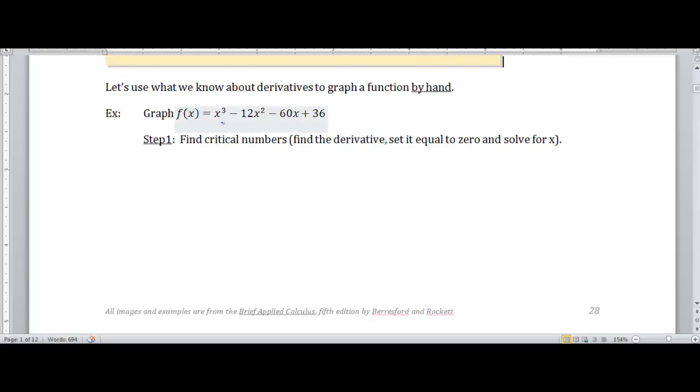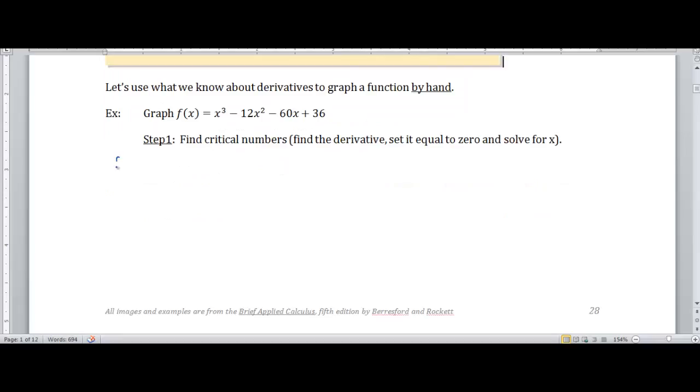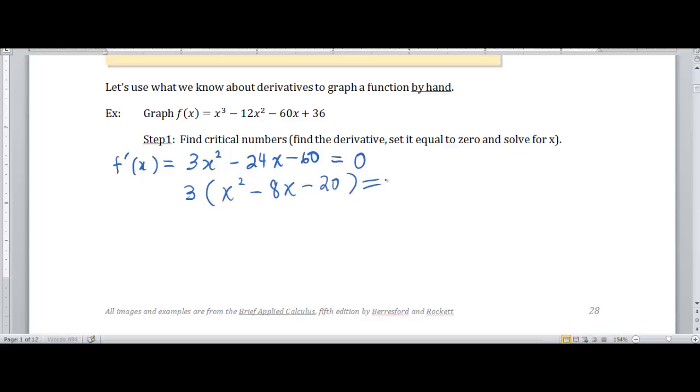So we want to graph this function by hand. First thing we have to do is find the critical numbers. Critical numbers are where the derivative is 0 or undefined, so let's find the derivative first. So f prime of x is 3x squared minus 24x minus 60, and we set that equal to 0, and I want to solve for x. Right away I can see, let me factor out a 3, x squared minus 8x minus 20 equals 0, divide both sides by 3.